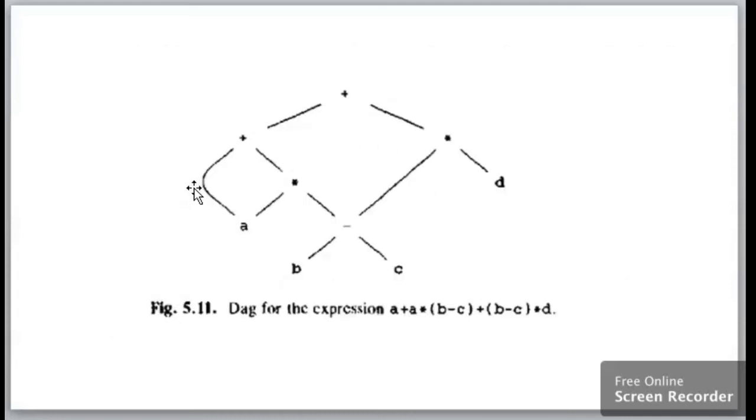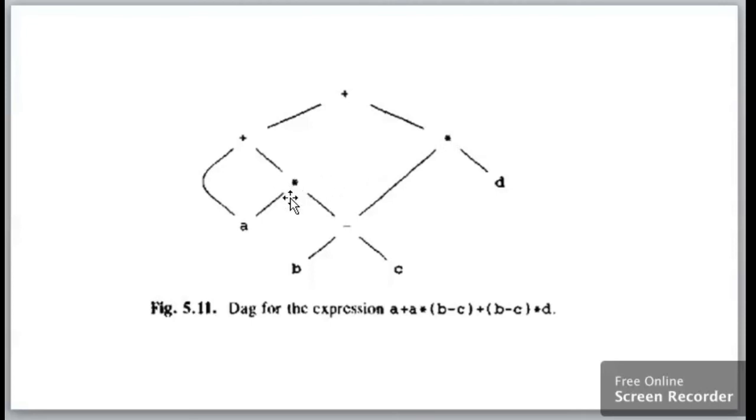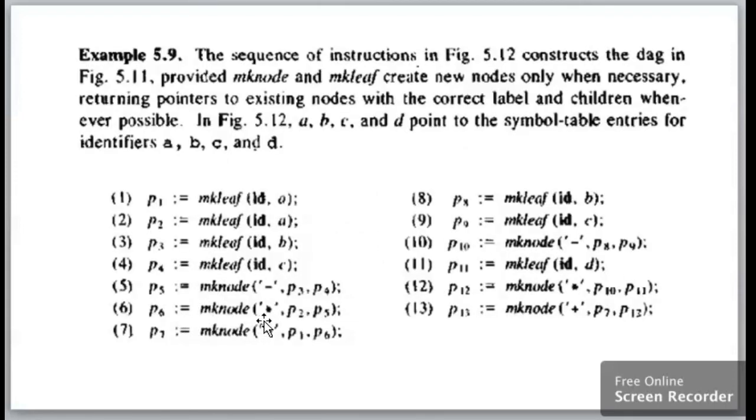Now I have got two leaves, but to get this output I need the output of b minus c. So it would be leaf b, then leaf c, then constructing the mkNode, that is minus, with p3 and p4, that is b minus c. Then this would be generated based on the output of this node. So how would it be? It would be mkNode asterisk with p2. What is p2? That is a.